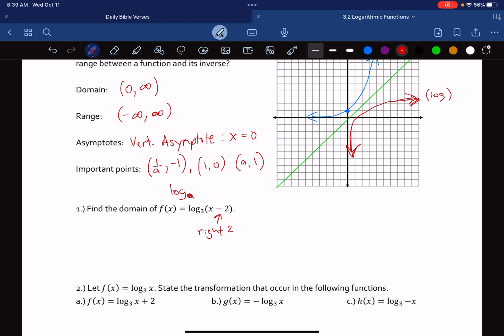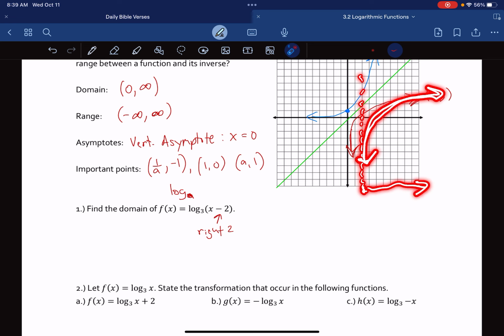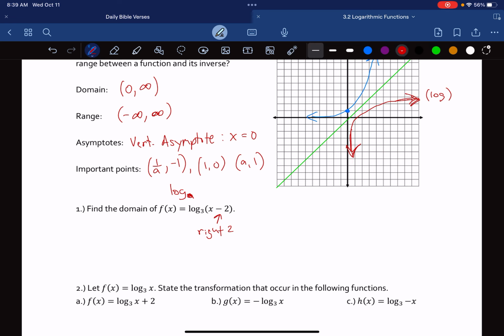So what that means is it's going to take our entire graph, and it's going to shift it over by 2, like that, which means that when I do that, it moves my vertical asymptote over, and so now my new domain is going to be from 2 on out to infinity, that way forever. So our new domain is going to be 2 to infinity, like that.